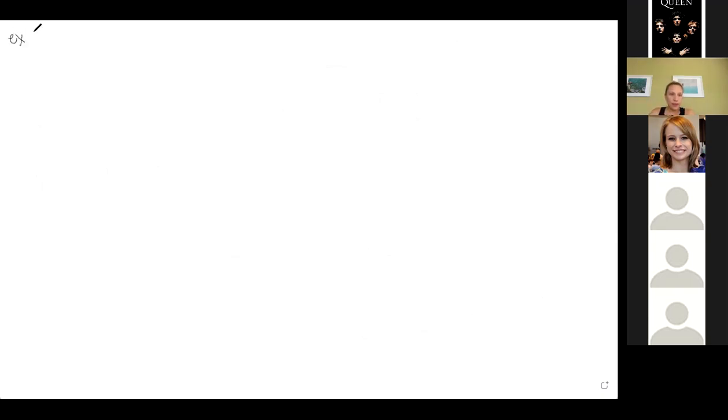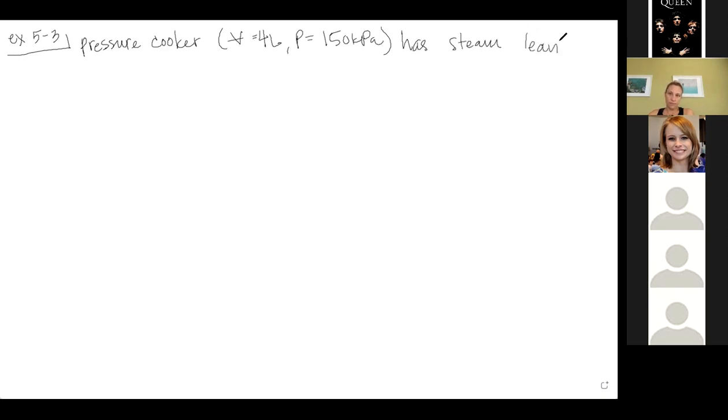I'm going to do example 5-3. And this is where we have a pressure cooker where the volume is 4 liters. The pressure is 150 kilopascals inside this pressure cooker. The pressure cooker has steam leaving. The liquid in the pressure cooker has decreased by 0.6 liters in 40 minutes.